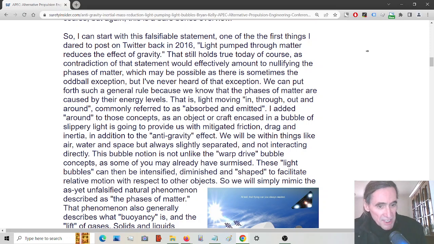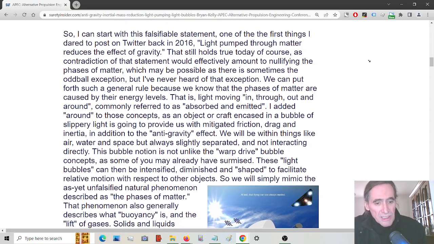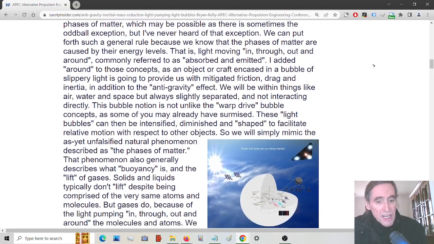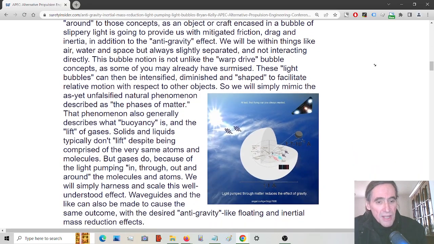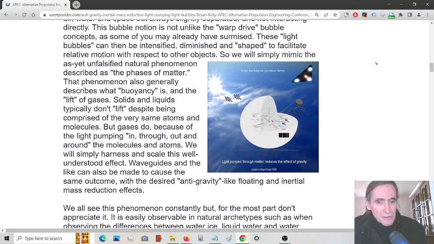We will be within things like air, water, and space, but always slightly separated and not interacting directly. This bubble notion is not unlike the warp drive bubble concepts, as some of you may have already surmised. These light bubbles can then be intensified, diminished, and shaped to facilitate relative motion with respect to other objects. So we will simply mimic the as yet unfalsified natural phenomenon described as the phases of matter.